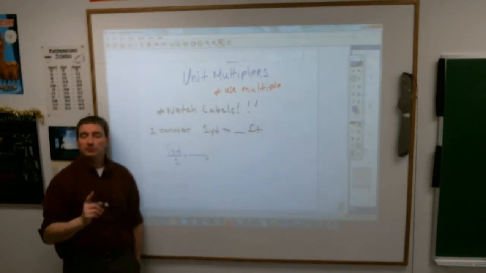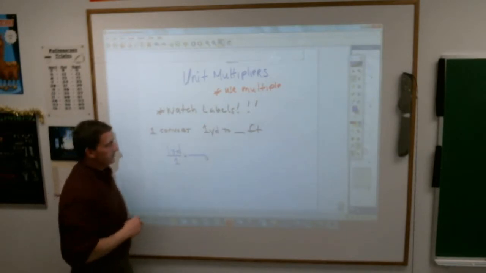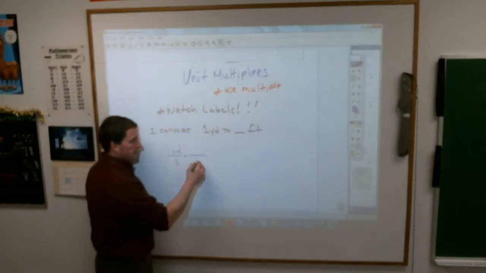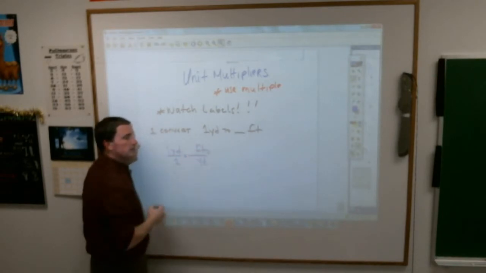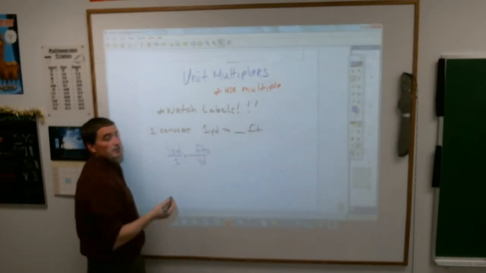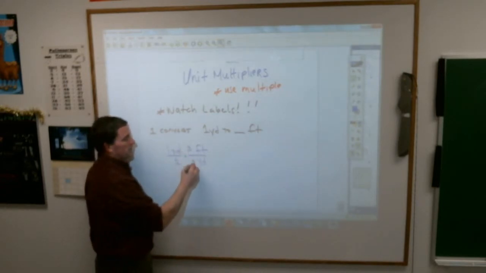If I'm looking for labels to cross off, which is what unit multipliers do, what has to happen? Yeah, the yards have to go down here, so it crosses off with this yard. You're changing it into feet up there. And I need to know how many feet are in a yard, so that's common knowledge. It's 3 feet in 1 yard.